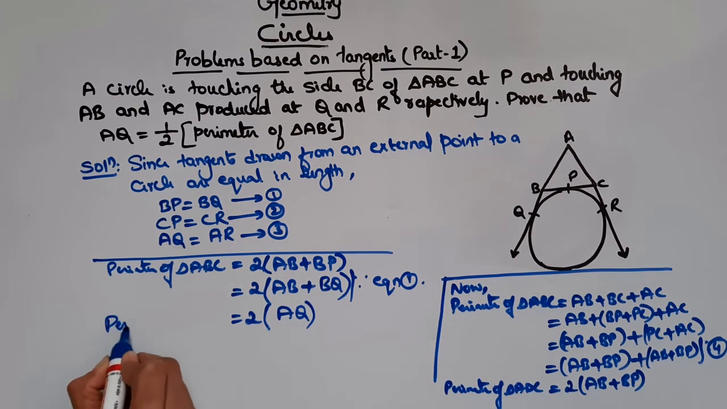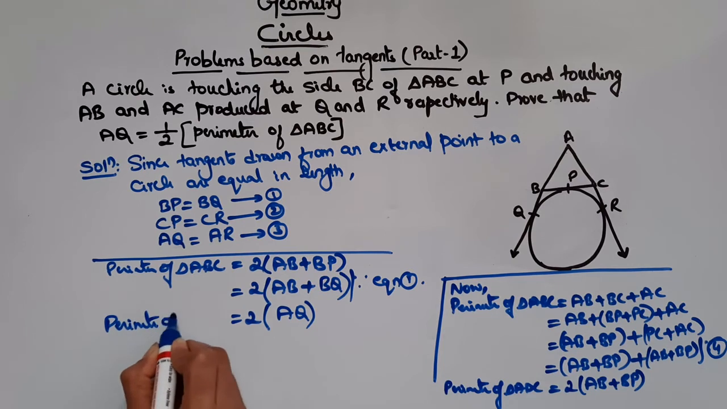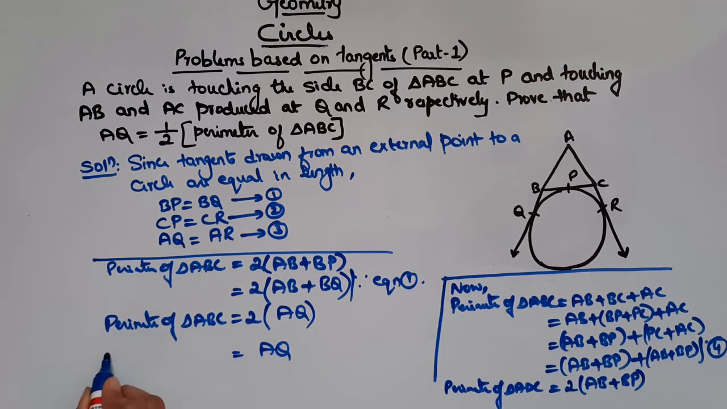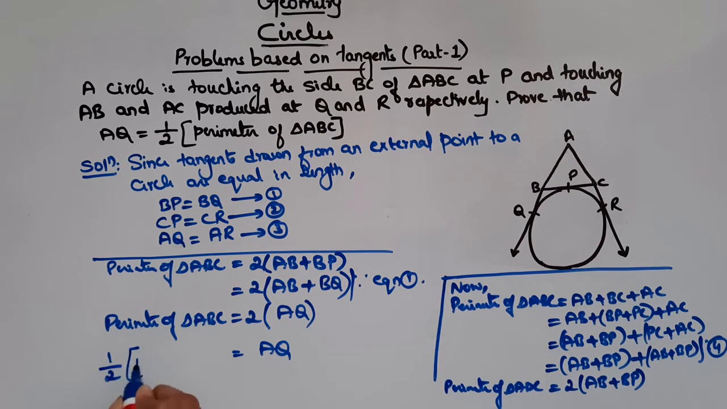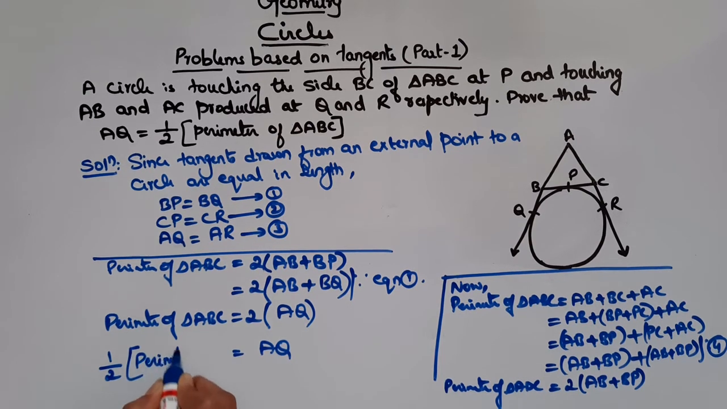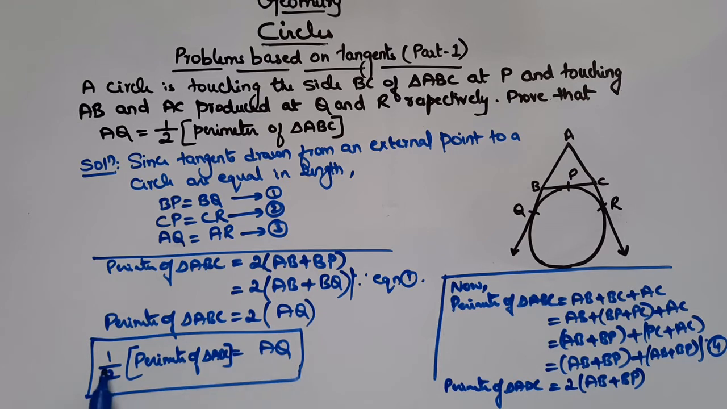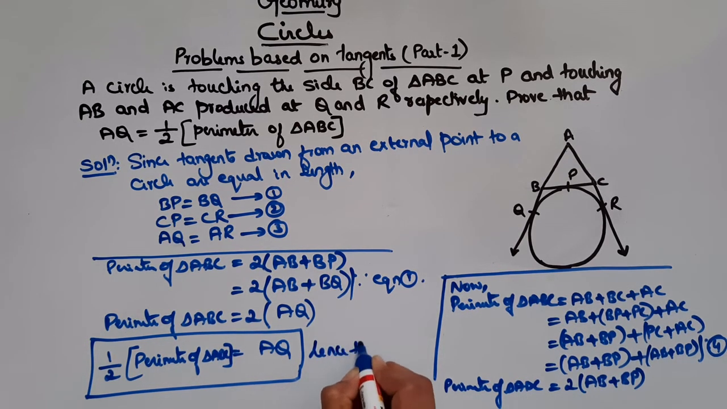So we have perimeter of triangle ABC. What we have to prove? AQ is equal to, we will bring this 2 to the denominator, that will be half into perimeter of triangle ABC. So hence we have proved AQ is equal to half into perimeter of triangle ABC. Hence the proof.